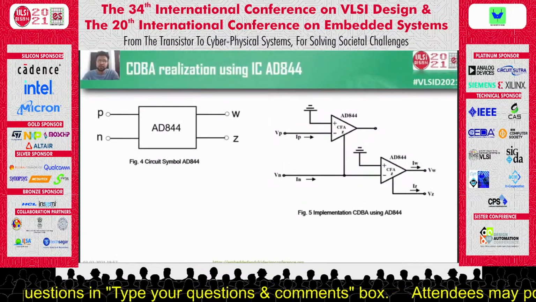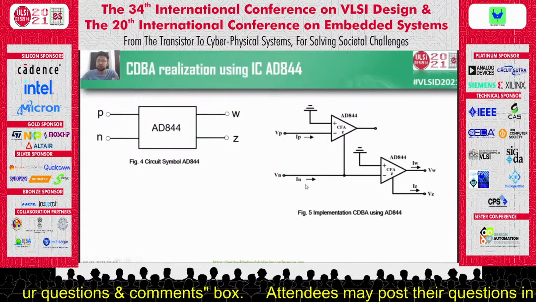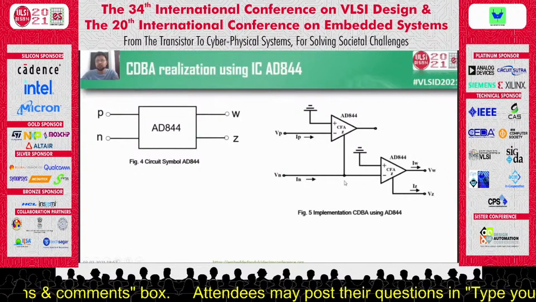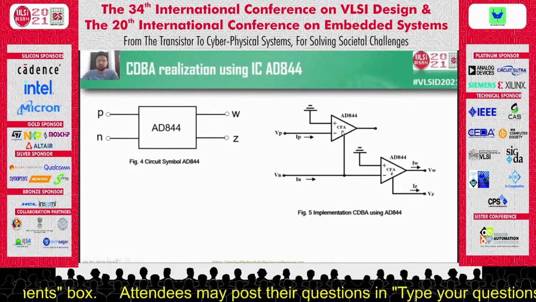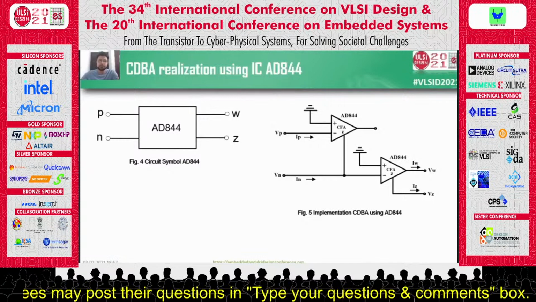CDBA can also be realized by using the commercially accessible IC AD844 for breadboard verification. Here two AD844 ICs have been used to get the characteristics of the current differencing buffer amplifier.